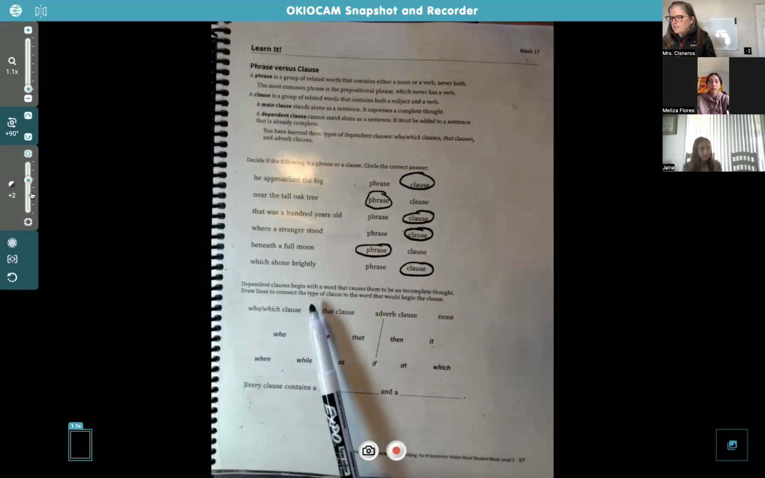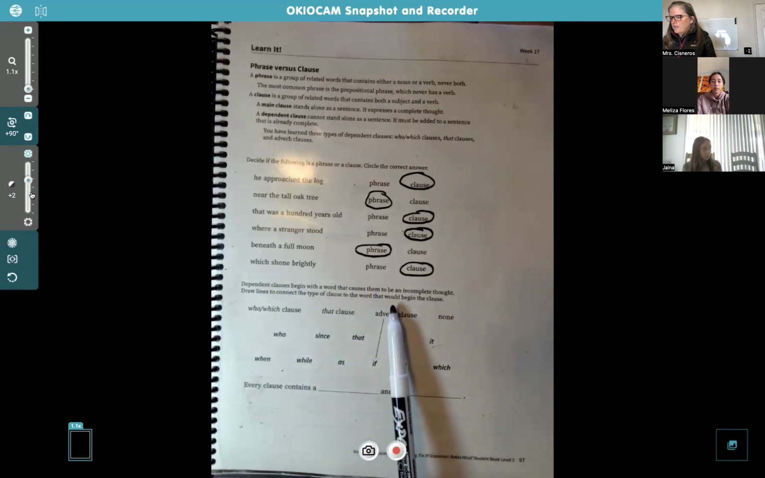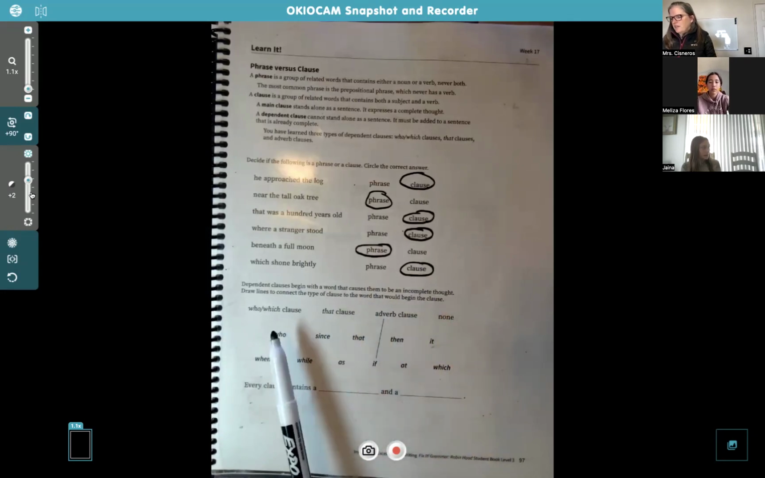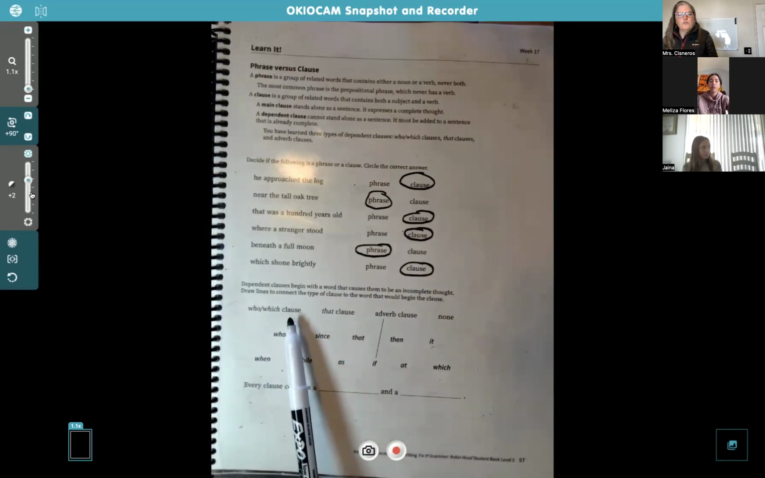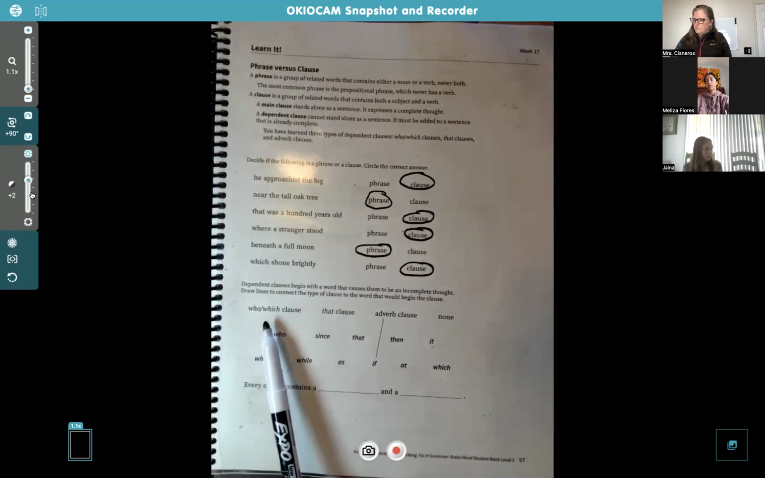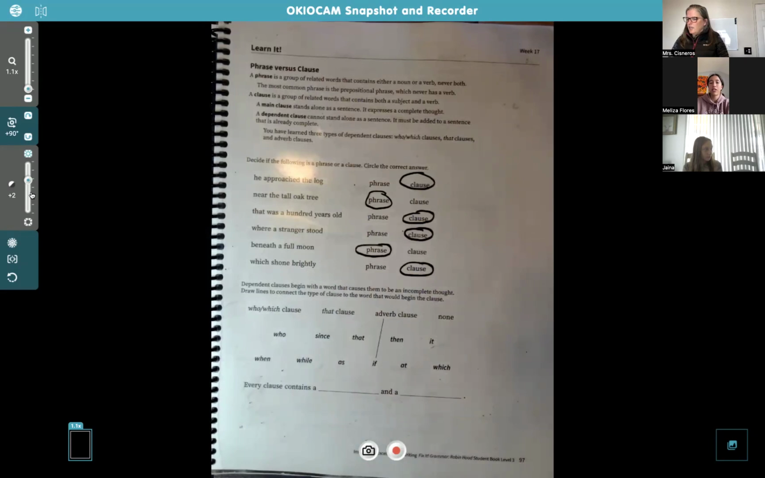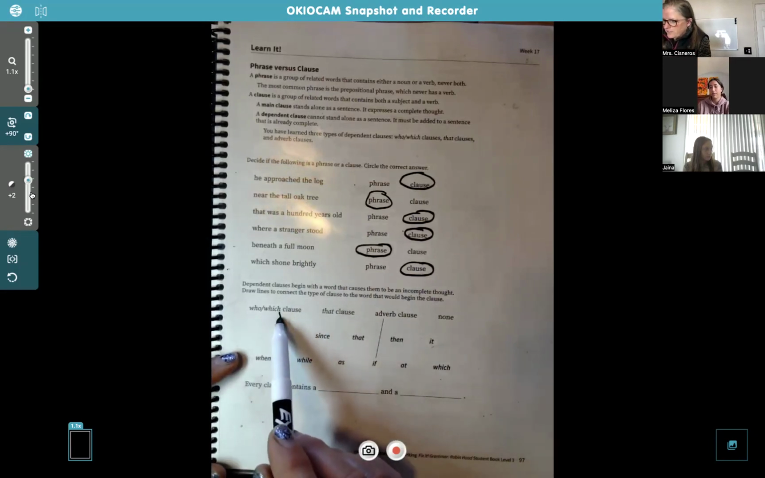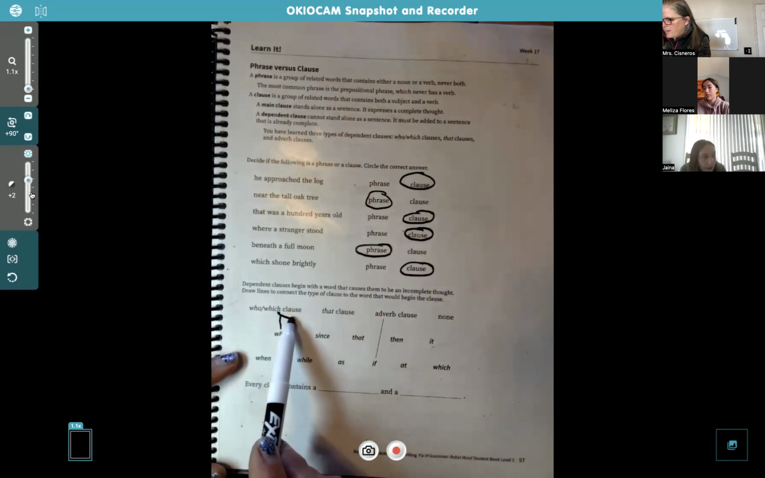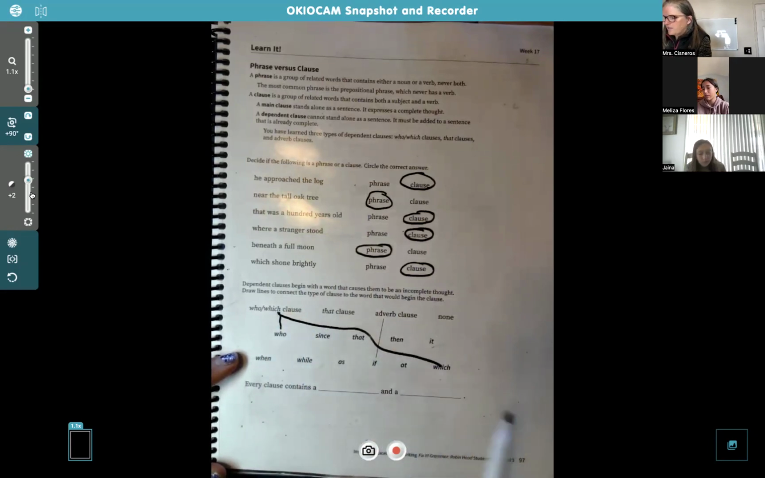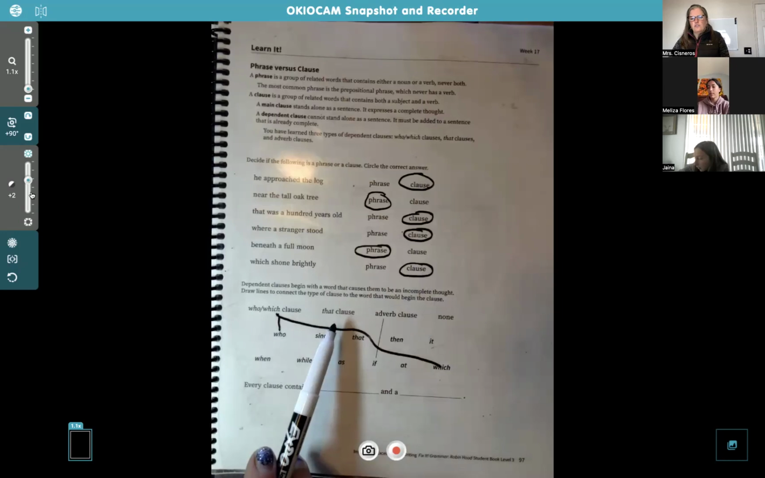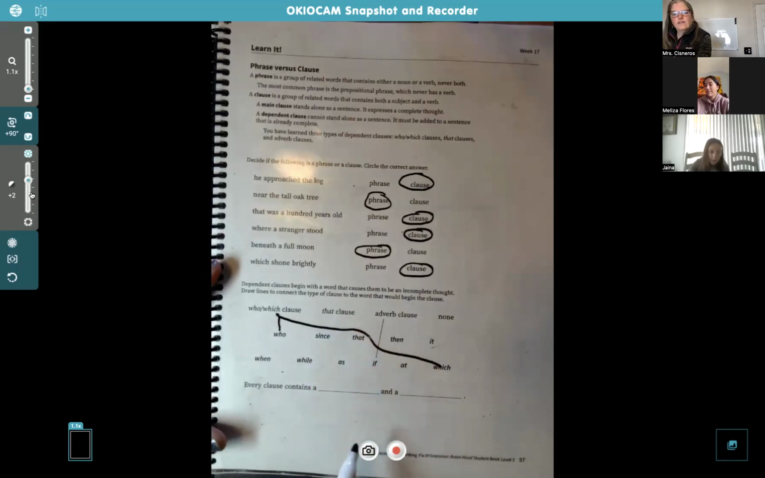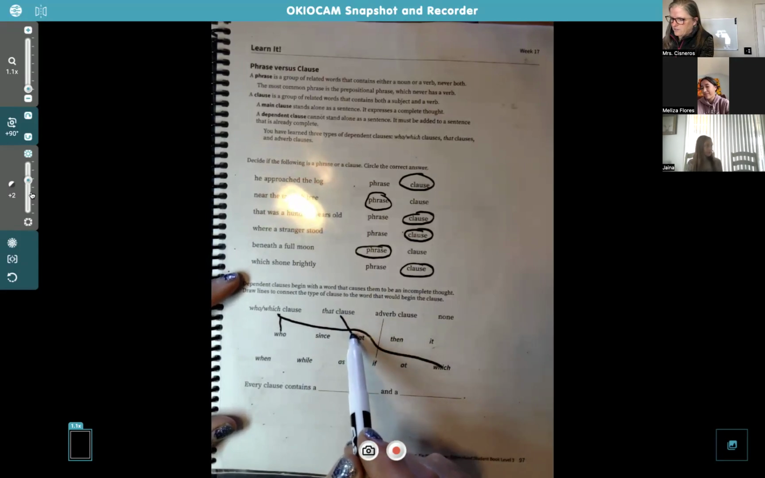Draw lines to connect the type of clause to the word that would begin the clause. That's kind of easy. Like the who which clause, what is that going to begin with, Lily? A who or which. So you're going to draw a line to who, and then also curve a line around all these words over to which, connecting it to both who and which. How about the that clause, Jana? What does that start with? That. That's easy. Goes right there.